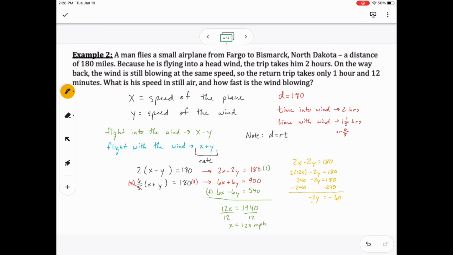In doing so, y will be equal to 30 miles per hour. So in conclusion, I know that the airplane's speed is 120 miles per hour and the wind speed is 30 miles per hour.